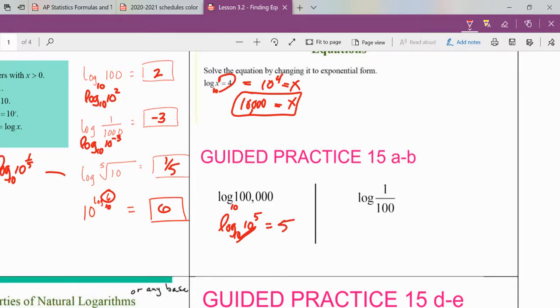Same idea here. Again, I'd have this as log base 10 and write 1 over 100. This is down at the bottom, so I know it's got to be a negative exponent. So it's 10 to the negative 2, because 10 squared is 100. Final answer here is just negative 2.